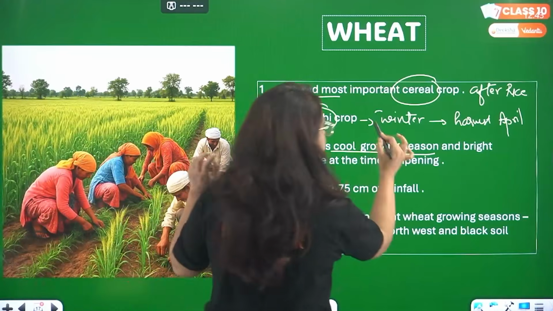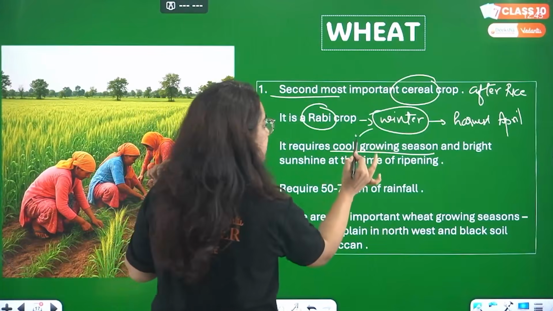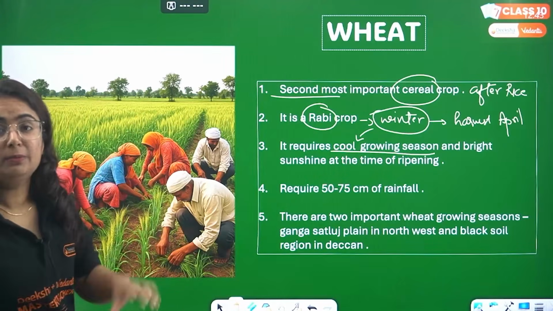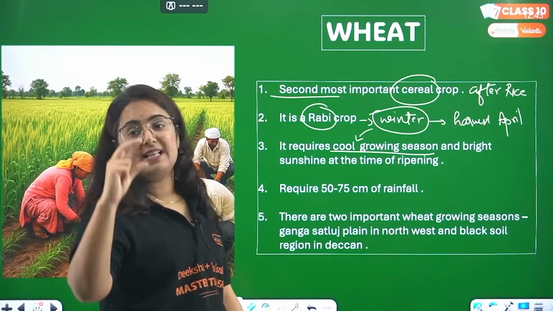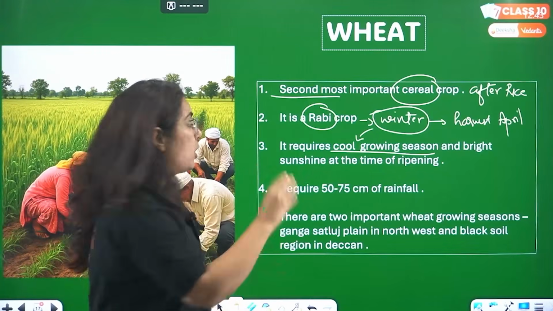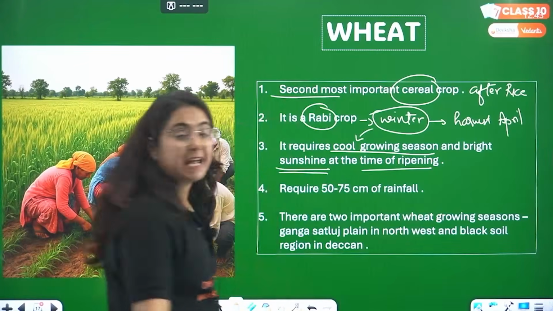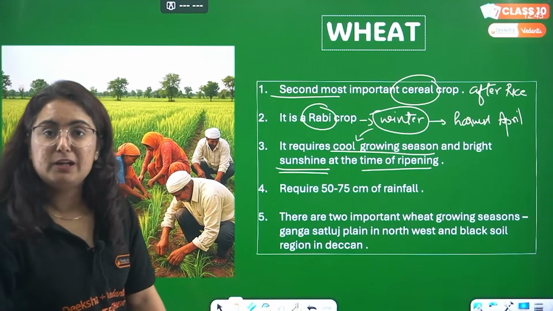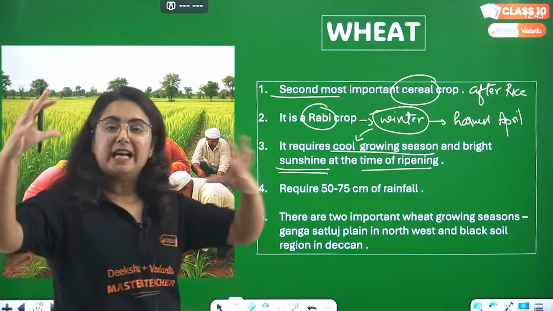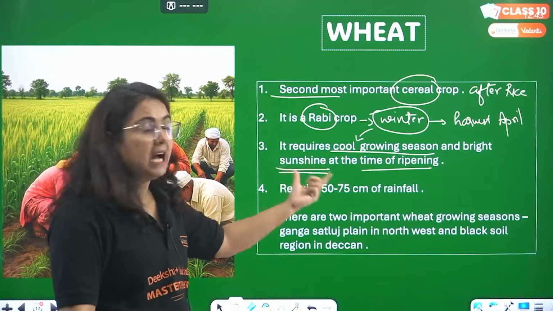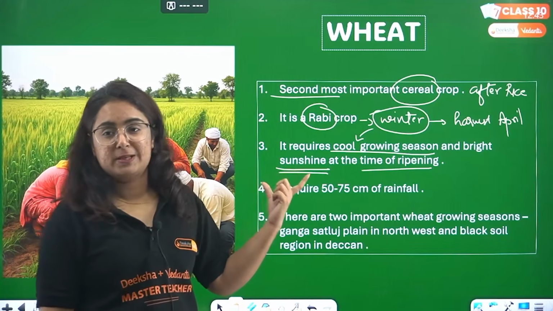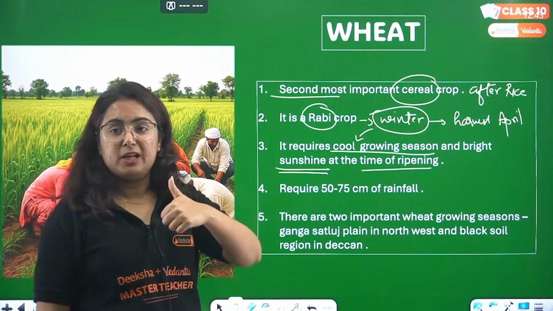We sow wheat in the winter months. So what is the condition required? A cool growing season and bright sunshine at the time of ripening. March, April, May is the period where there is bright sunshine, and hence it is the time of ripening of the wheat. Yes, it is a rabi crop.